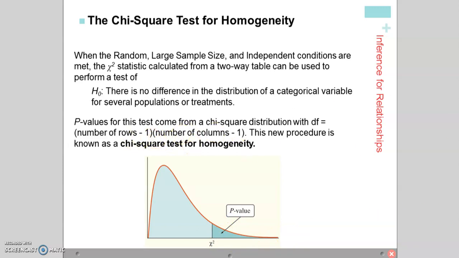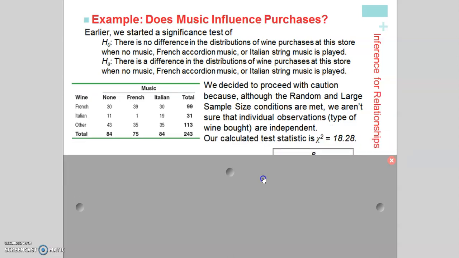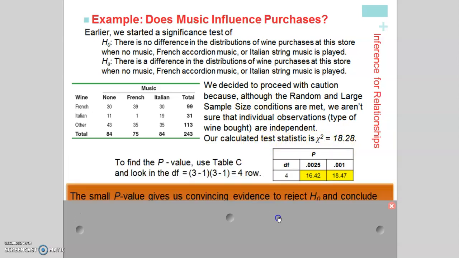And then I find the area to the right of that chi-squared statistic in the chi-squared distribution with that many degrees of freedom. So for this example, our null hypothesis is there's no difference in the distribution of wine for my 3 different treatments of no music, French accordion music, and Italian string music. And my alternative is that there is a difference in the distribution of wine purchases at the store for no music, French music, and Italian music. We decided to proceed with caution because of the independent condition. And then our calculated statistic was 18.28.